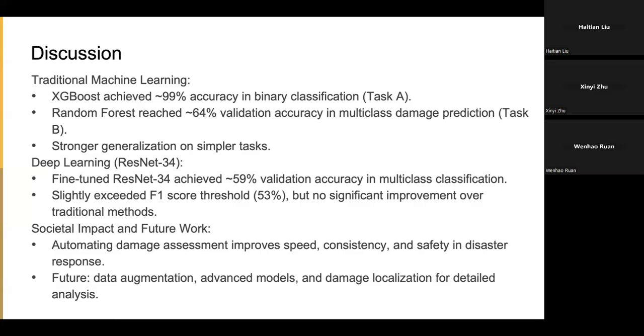In the future, this automated damage assessment method has great social value and benefit, since it can significantly speed up disaster response, provide more consistent evaluation for the engineers, and reduce human exposure to dangerous environments. In future work, we also aim to improve model performance through data augmentation, explore better deep learning architectures, and move towards damage localization for better and more detailed results.